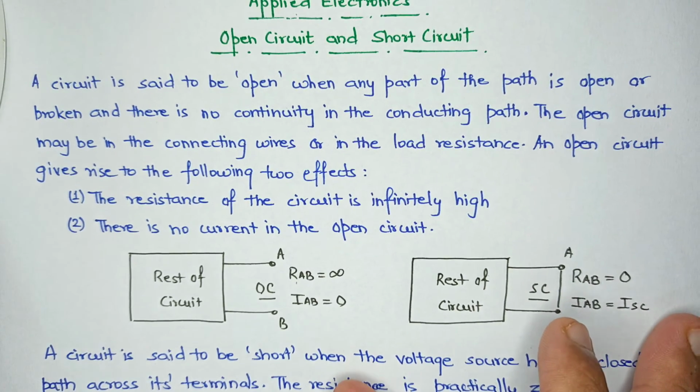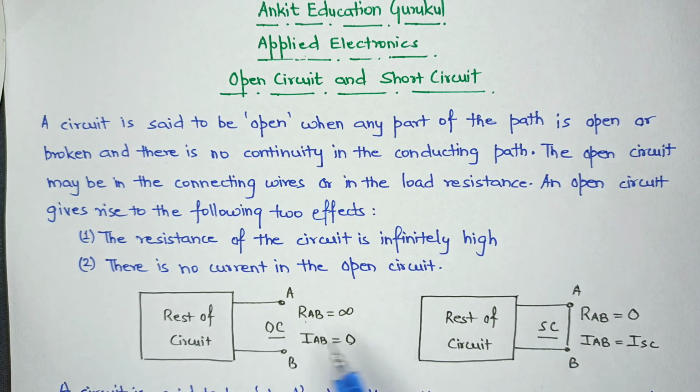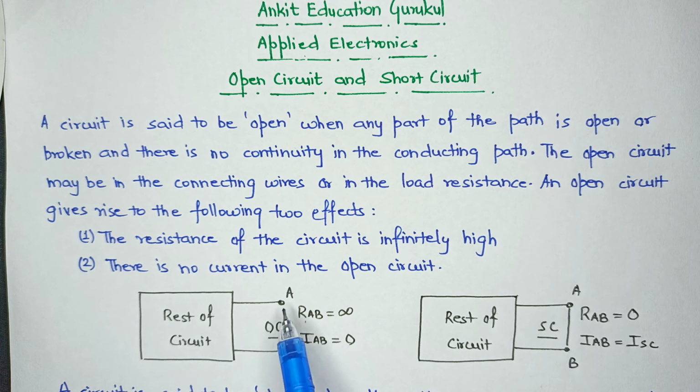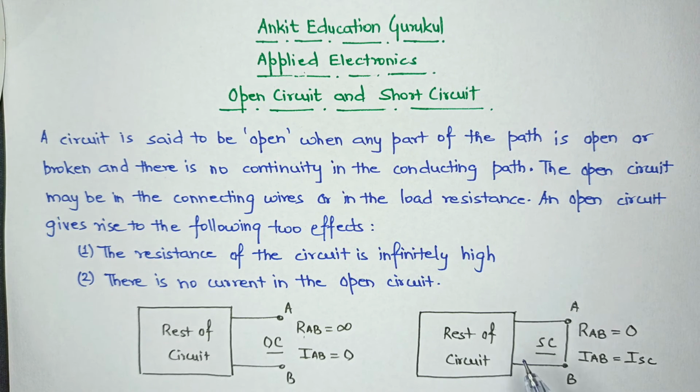So, even in this particular diagram here, you can see that we have drawn two circuits. This is the rest of the circuit, in which case two of the terminals are open over here, and that is why this will be referred to as an open circuit. Now, in the open circuit, the current across the terminal is taken as 0 and the resistance across the terminals is taken as infinite.